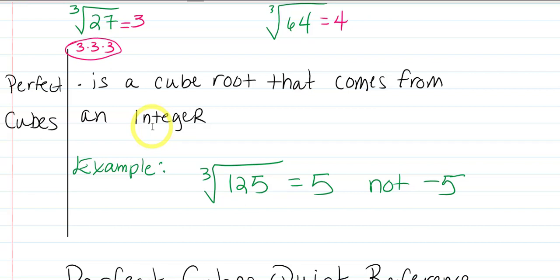Remember we said that the integers are all of the negative numbers, all of them, -2, -1, 0, 1, 2, 3. So if you take an integer and you multiply it by itself 3 times, you're going to get, in this case, a perfect cube.